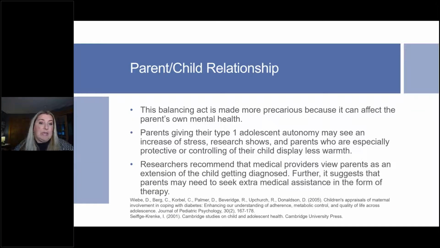We know that this balancing act is made more precarious because it can also affect a parent's own mental health, physical health. I'll talk about this a little bit later, when I did all these interviews with people, but I definitely saw an impact on the guardian's health. Parents giving their type 1 adolescent autonomy may see an increased amount of stress for themselves. Parents who are especially protective or controlling of their child may display less warmth. Again, we want to make sure that those relationships can be as healthy as possible.